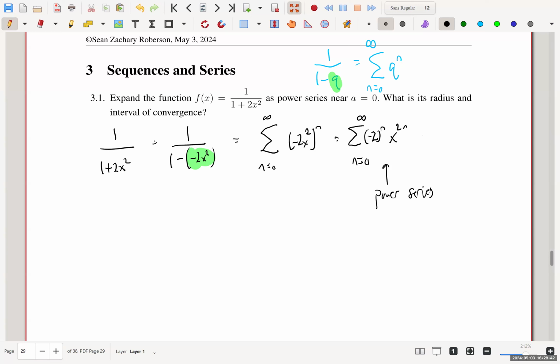Now, the question of radius and interval of convergence. What do I usually have to do to get the radius and interval of convergence?